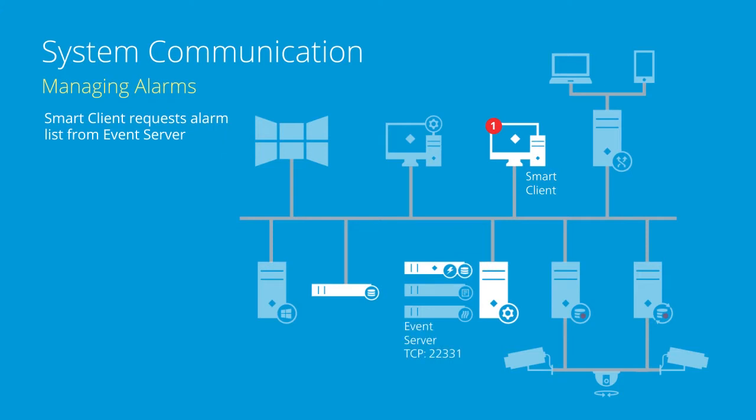First, the Smart Client requests an alarm list from the event server via TCP on default port 22331. Next, the event server retrieves the alarm list from the SQL server on port 1433 via TCP and forwards it to the Smart Client so the operator can handle the alarm.